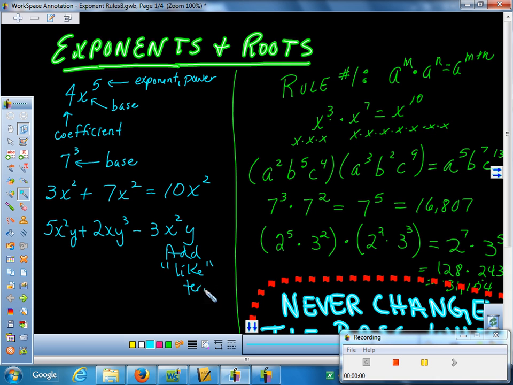They have to be terms that have the exact same variables and the exact same exponents. So in this case, the first term and the last term both have an x squared y. We can combine those. The middle term has different exponents. We cannot combine it. So in this case, if I combine the first and the last, I'd end up with 2x squared y plus another 2xy cubed. You can only combine the ones with like variables.